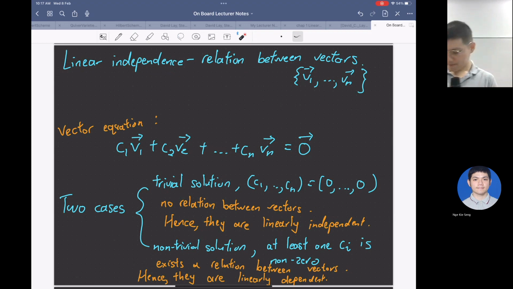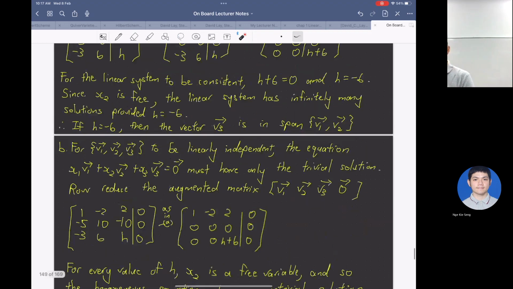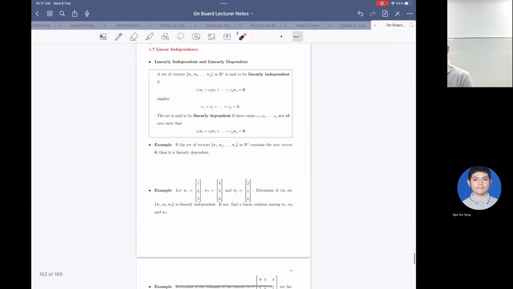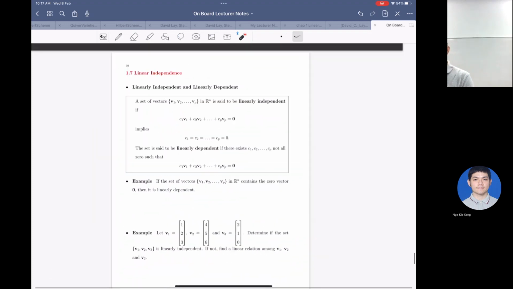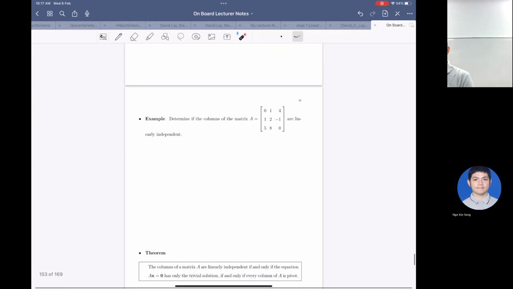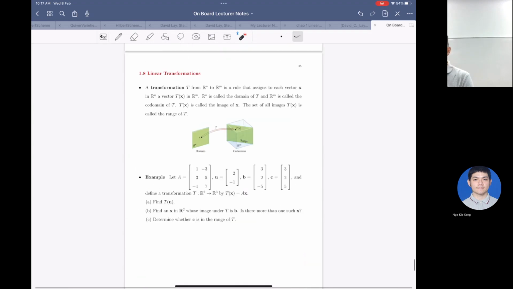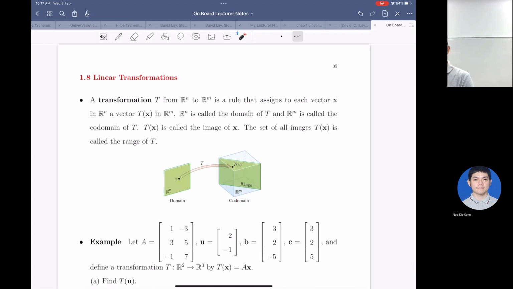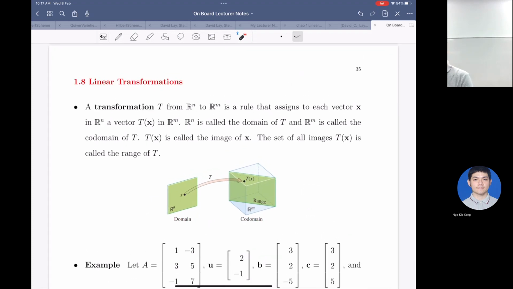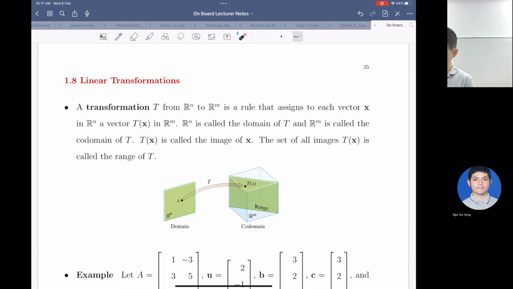Next. We already know how to check whether something is linearly dependent or independent. Next we will do linear transformation. This one is a bit closer to what I did in my research.